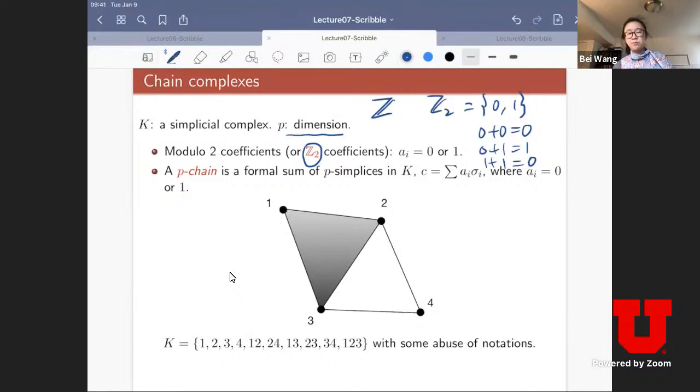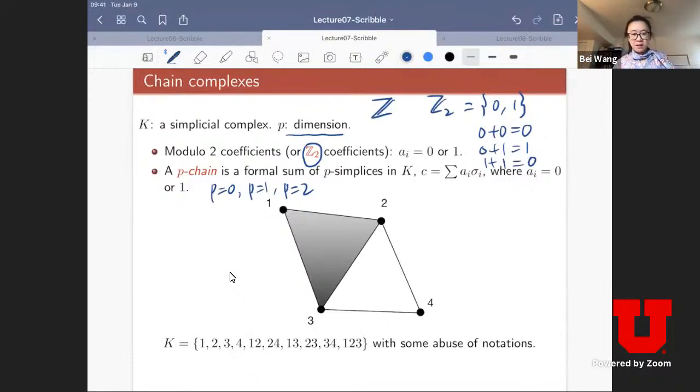Now, what is a p-dimensional chain? First of all, what is p? In the example I'm showing here, p can be 0, 1, or 2. This is the dimension of the simplices I care about. A p-chain is a formal sum of p-simplices. What do I mean by that? It's a linear combination. A 0-chain is a linear combination of vertices, of 0-simplices. A 1-chain is a linear combination of 1-simplices, and a 2-chain is a linear combination of 2-simplices. And this is algebraic topology, meaning that I'm going to do algebraic operations.